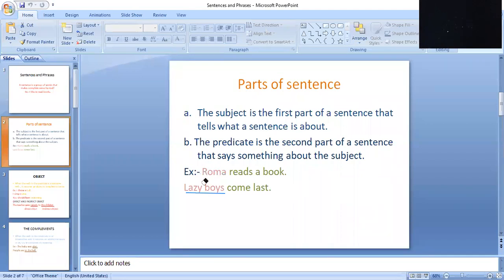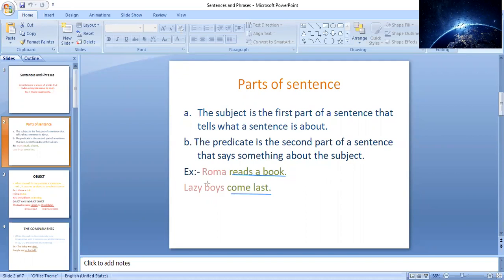Now I'll move to the predicate. In sentence 1, which is the predicate part, or the telling part, of the sentence? Reads a book. This is the predicate part of the sentence. Then, come last. This is the predicate part of the sentence.